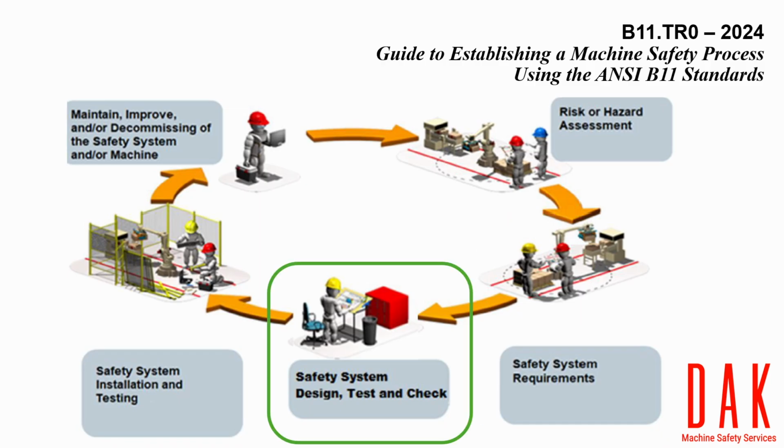Safety system design, test and check. The safety system design will address the hazards identified during the risk assessment phase. General design requirements can be found in B11.0, Safety of machinery. Additional and more specific design requirements can be found in both B11.19, Performance requirements for risk reduction measures, safeguarding and other means of reducing risk, and B11.26, Functional safety, general principles for designing safety-related parts of control systems.